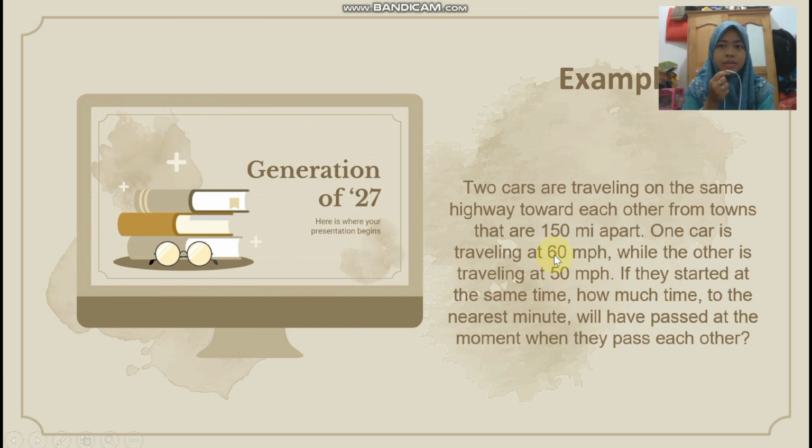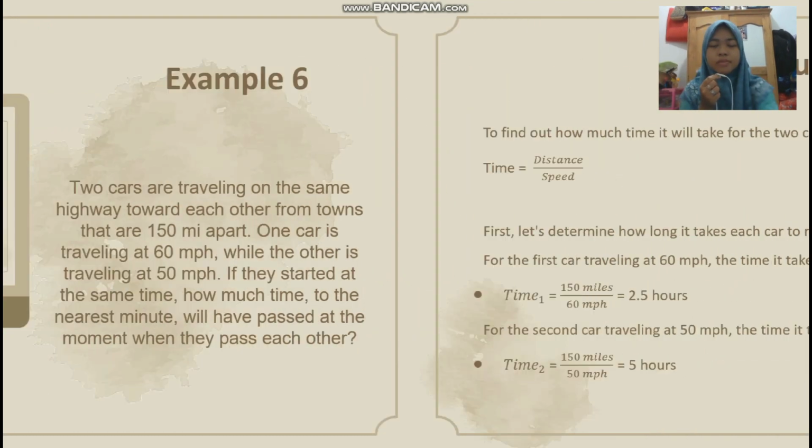And the last example is example 6. The question is: two cars are traveling on the same highway toward each other from towns that are 150 miles apart. One car is traveling at 60 miles per hour, while the other is traveling at 50 miles per hour. If they start at the same time, how much time, to the nearest minute, will have passed at the moment when they pass each other?